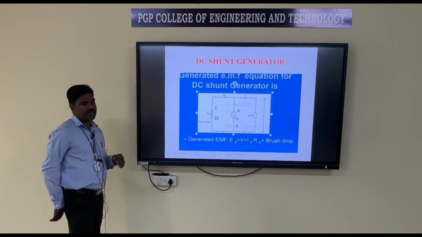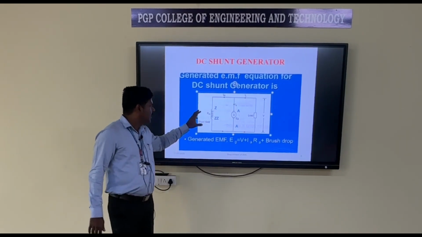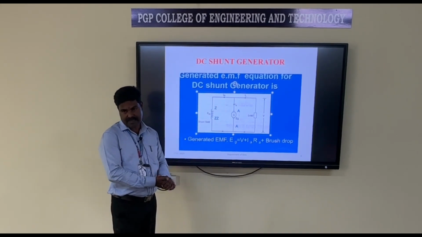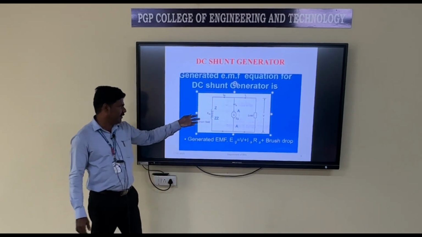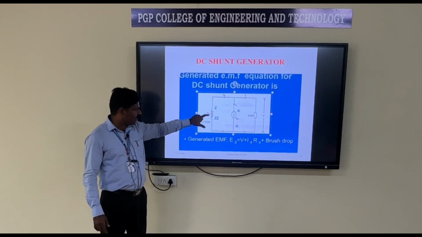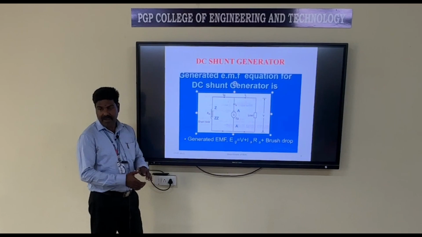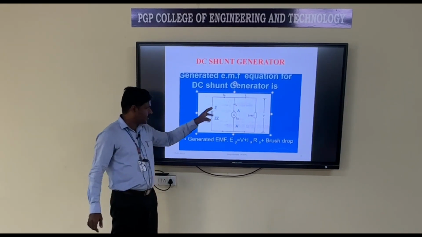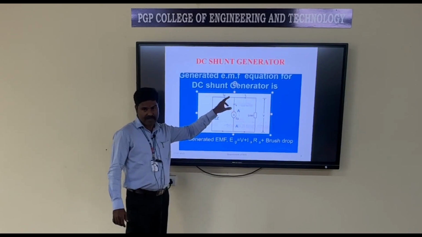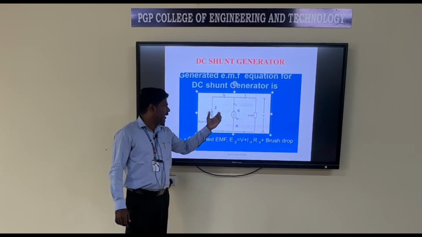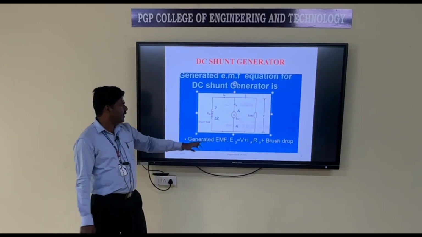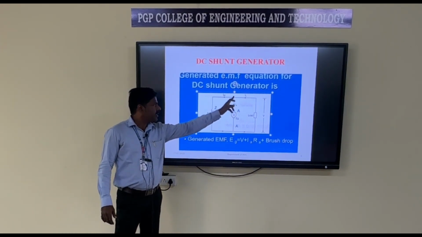Then DC shunt generator. Here the field winding is connected in parallel with the armature winding. This is known as DC shunt generator. Here this shunt field winding is connected in parallel, therefore the shunt field winding has more number of turns of thin wire, having high resistance property. Here the circuit is divided, so the armature current is divided into two parts. One part is flowing through the field winding, the other part is the load current. Therefore, this armature current IA is equal to ISH plus IL.